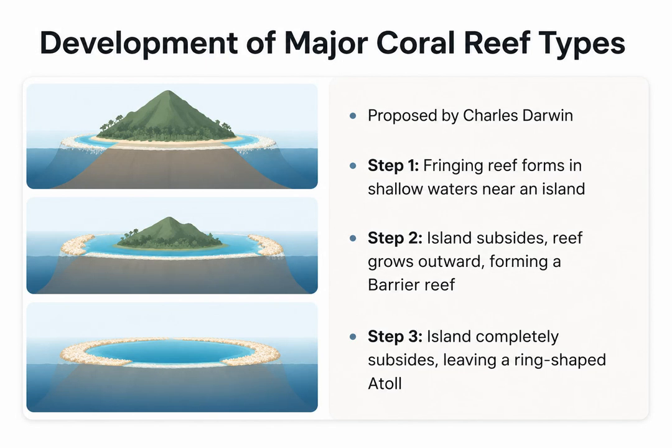How do these three reef types relate to one another? Charles Darwin proposed a brilliant theory of subsidence that is still used today. It starts with step 1. A fringing reef grows around a new volcanic island. In step 2, the ocean floor slowly subsides, sinking the island. The coral grows upward to stay in the sunlight, widening the lagoon and becoming a barrier reef. Finally, in step 3, the island sinks completely out of sight, leaving only the circular atoll behind.